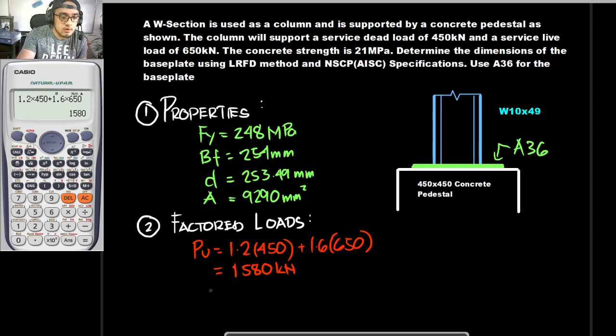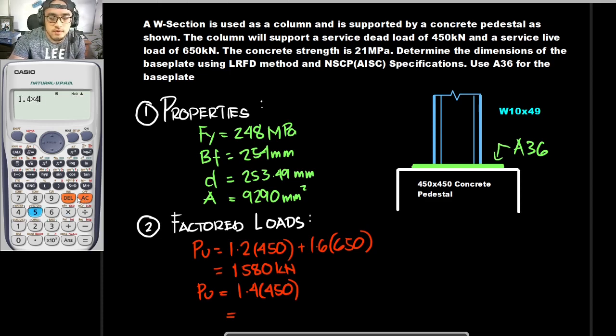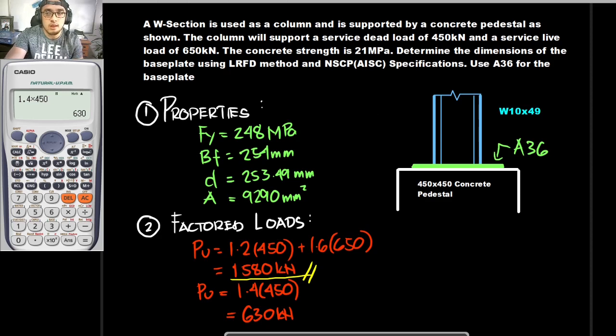And yung sa second natin, yung isang PU natin, PU is equal to 1.4 dead load times 450. And this is to be 1.4 times 450, so that is to be 630 kilonewtons. So with those being said, it is safe to assume that this particular factored load right here would govern kasi mas malaki siya. So meaning it would be critical that way.